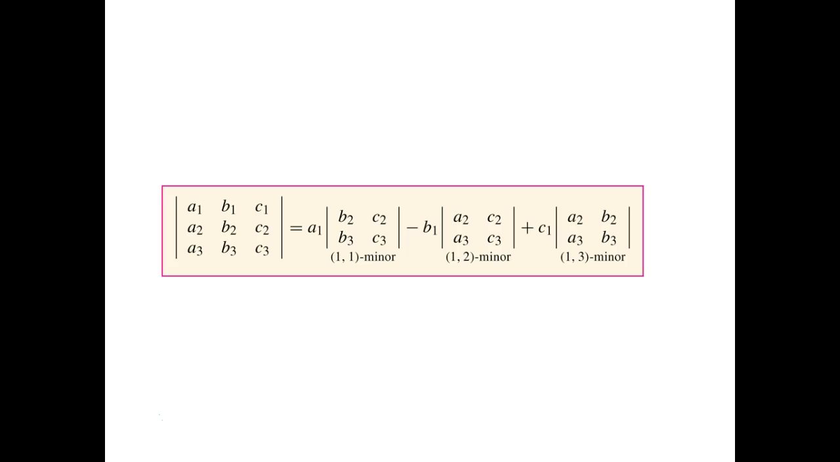B2, C3 minus C2, B3. Minus B1 times the determinant of what's left over there. It's minor. A2, C3 minus C2, A3. Plus C1 times its minor, wipe out the first row and column, A2, B3, together, the determinant of what's left over. That minor. Now, we'll get to why we're even bringing this up. This is in case you hadn't had linear algebra before or something like that to introduce determinants to you.